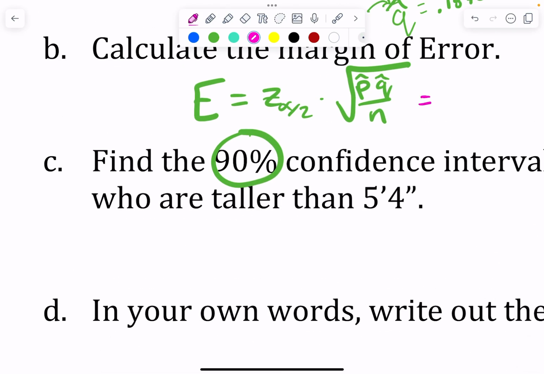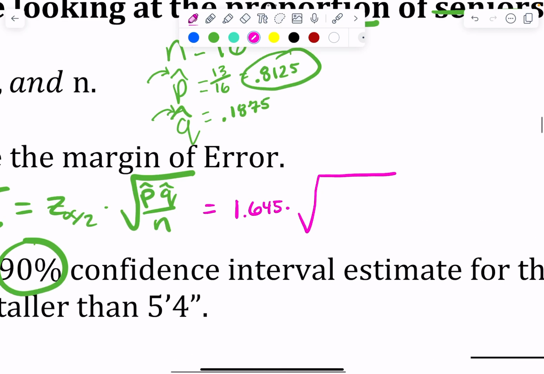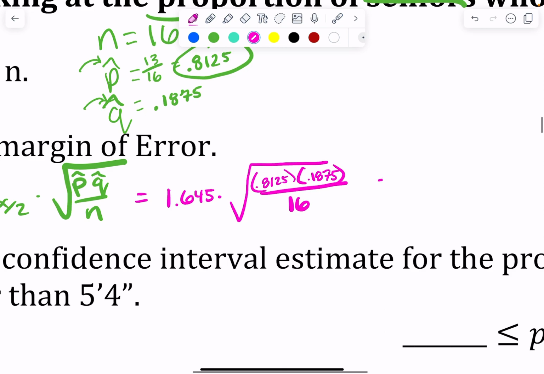So when I'm doing my error, 1.645 is the z times the square root of 0.8125 times 0.1875 over my n, which is 16. Now, with only 16 students, our margin of error might be a little bit bigger than normal. Usually I say less than 5%, but our margin of error might be a little bit bigger than that just because we only have 16 students that we're surveying. So let's see what we've got.